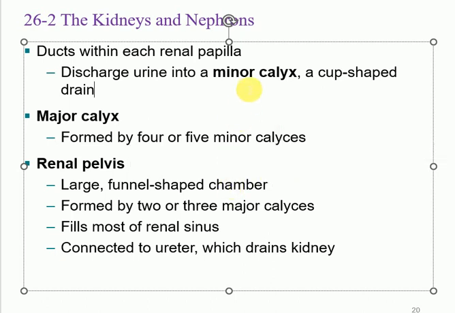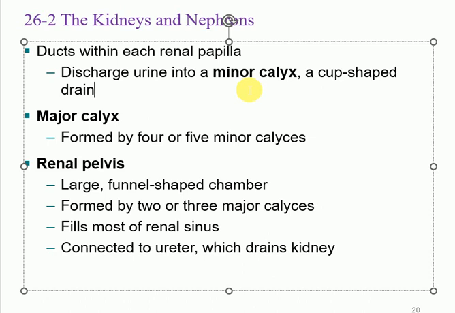And then what? The urine will go to the first part of the cavity. What's the first part that the urine goes to? Major or minor? Which one is first? Minor first. And the minors merge together to make major. And the majors merge together to make the renal pelvis, followed by ureter, bladder, urethra, right?